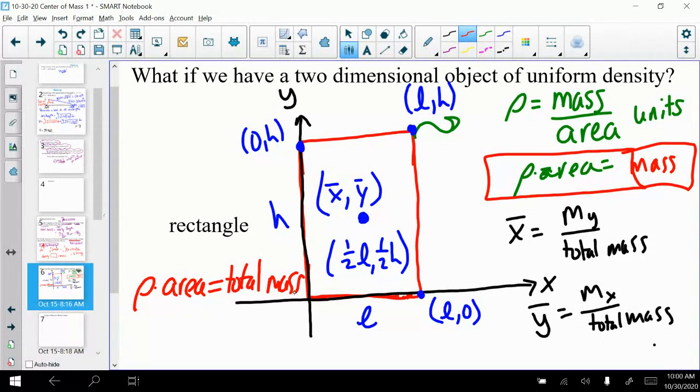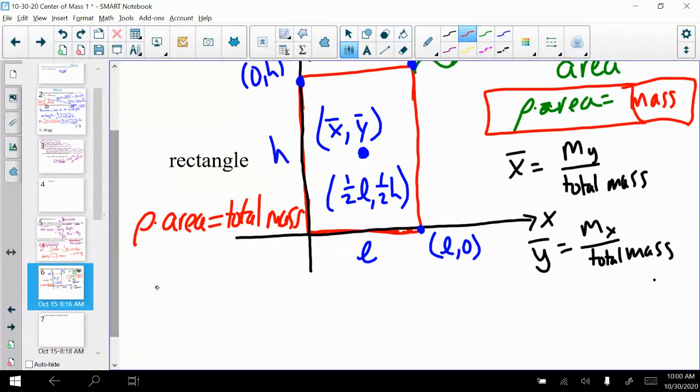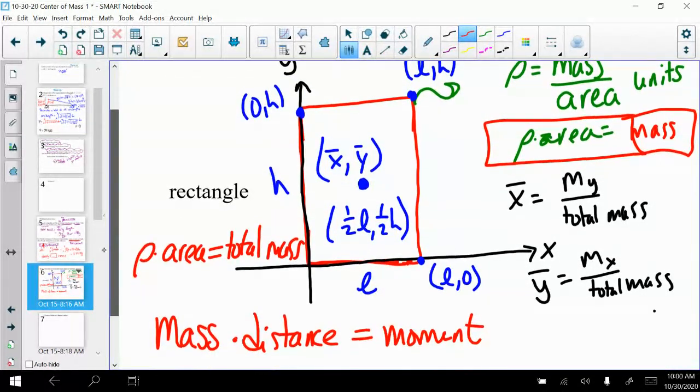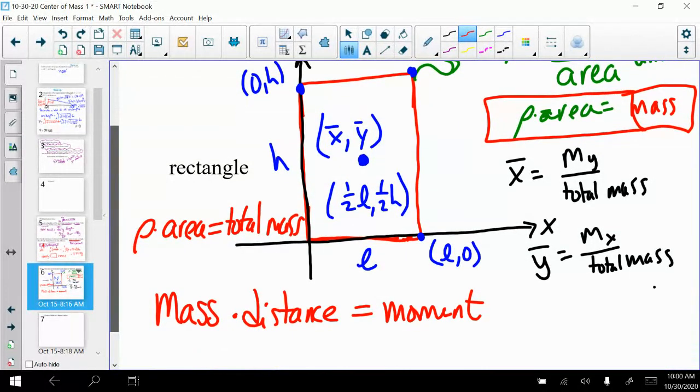And the reason why we care so much about our mass is, remember that mass times our distance gives us that moment. So where we're going here in a second is we're going to start letting things move a whole lot more and getting into our integrals.